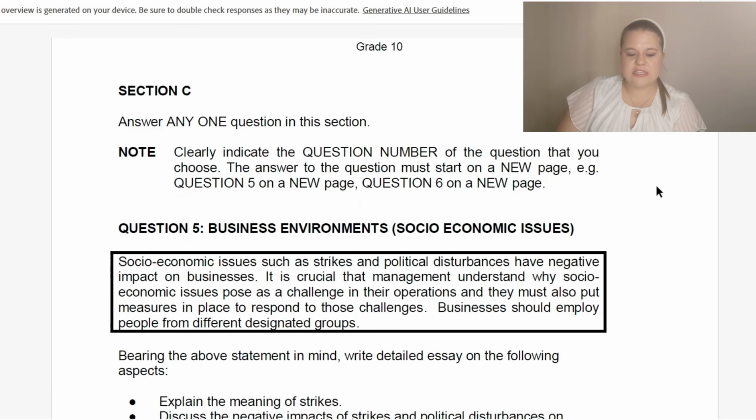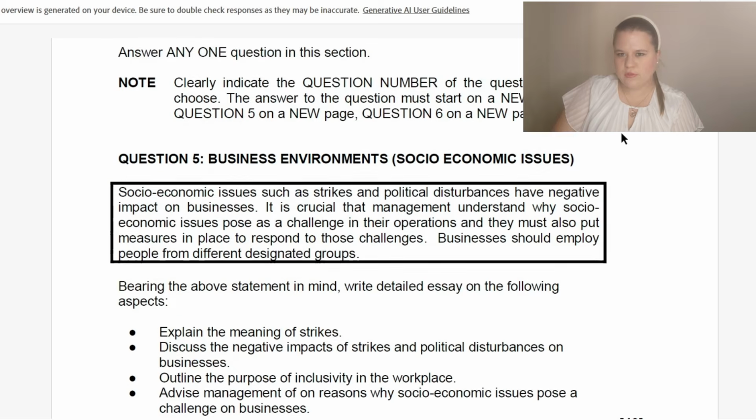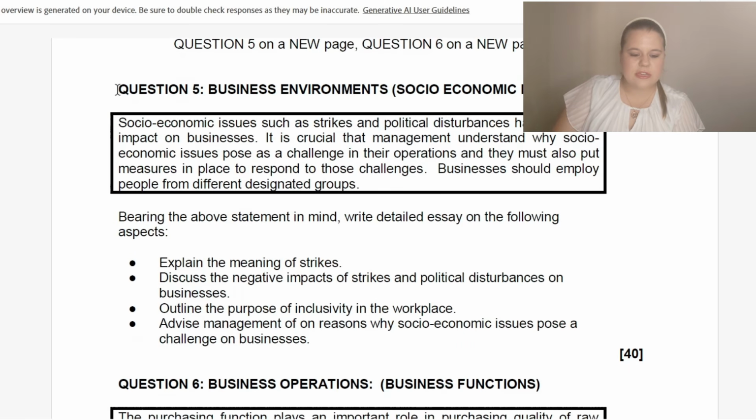Now we move on to section C. We tell you once again, answer any 1 question. Sorry if I'm coming across aggressive, but I need to emphasize this for learners so that they understand. You are wasting your time by doing questions that are not going to be marked. Moving on. So here, what did they choose?